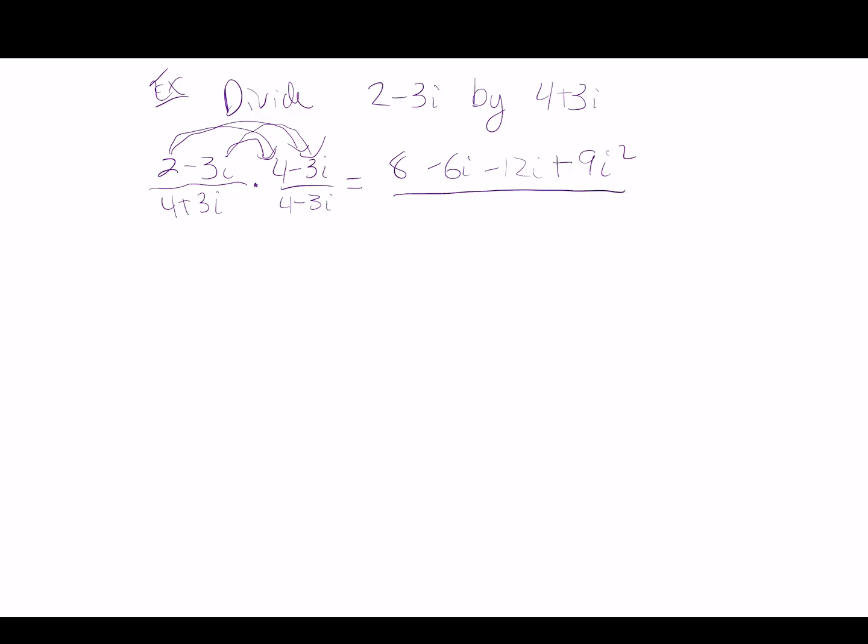Okay, in the denominator we get 4 times 4, which is 16. 4 times negative 3i is minus 12i. 3i times 4 is plus 12i. And 3i times a negative 3i gives us a negative 9i squared.